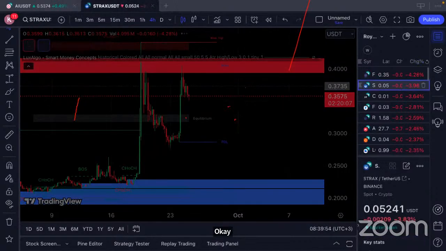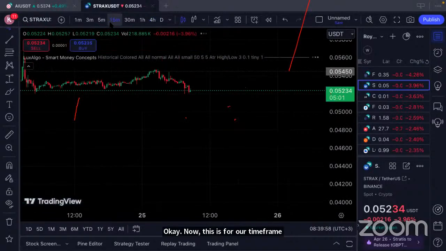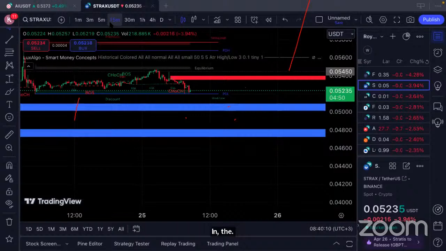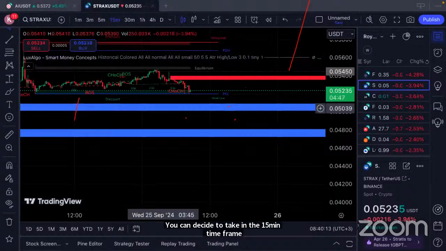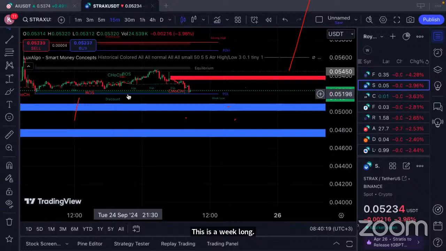Now, this is the 4 hour time frame. You can decide to check your trades in the 15 minutes time frame. For example, here, this is a weak low in the 15 minutes. At the same time, this coin is on discount in the 15 minutes. Am I making sense to someone?